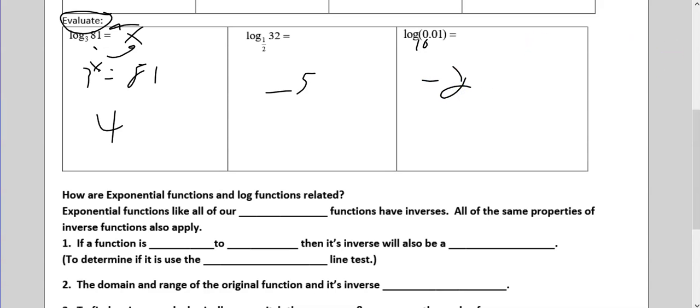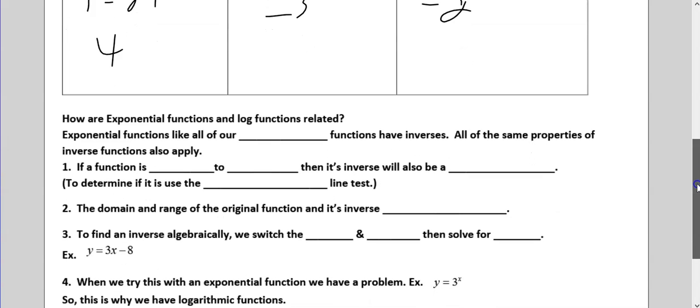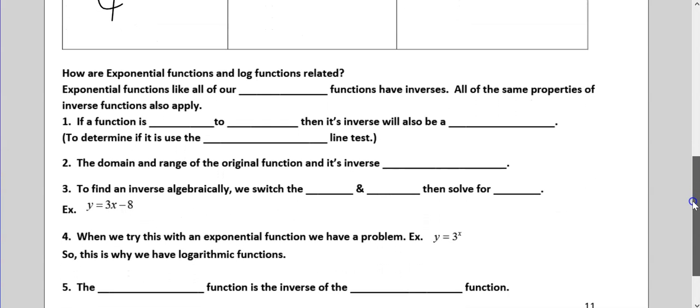Okay? Now, just some vocabulary down here. Exponential functions, like all of our parent functions, have inverses. Remember, inverses are where the x and the y switch. So if a function is 1 to 1, then its inverse will also be a function.